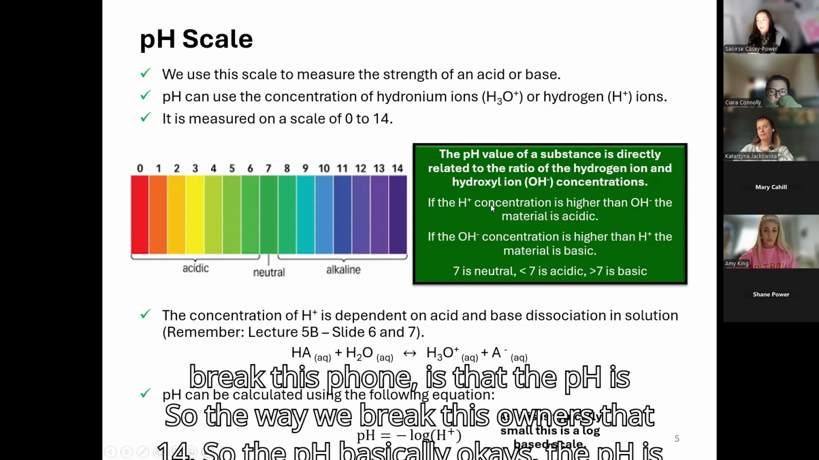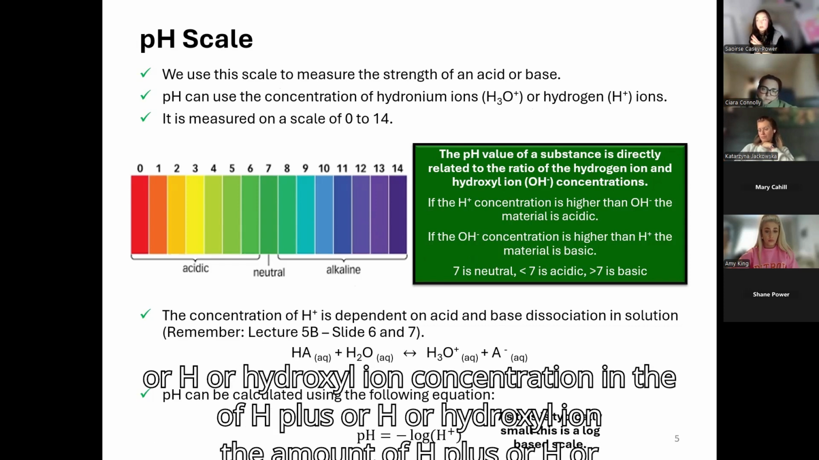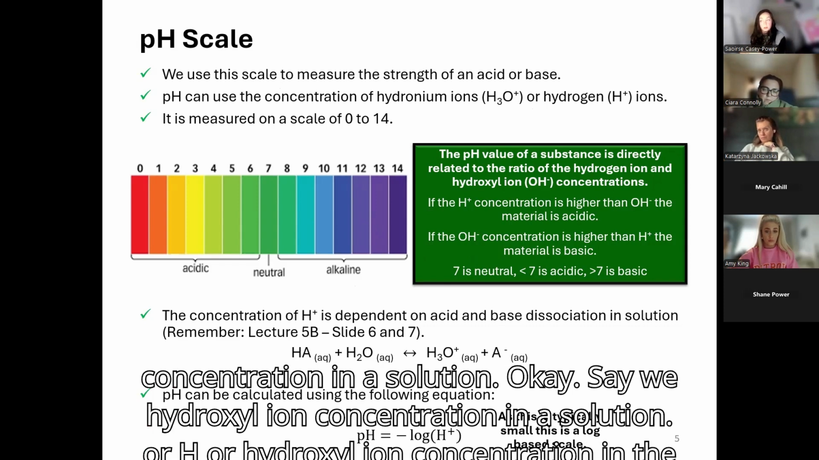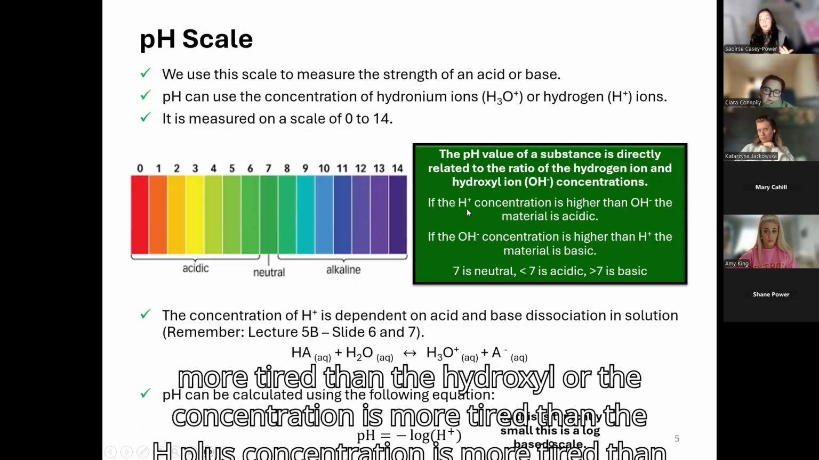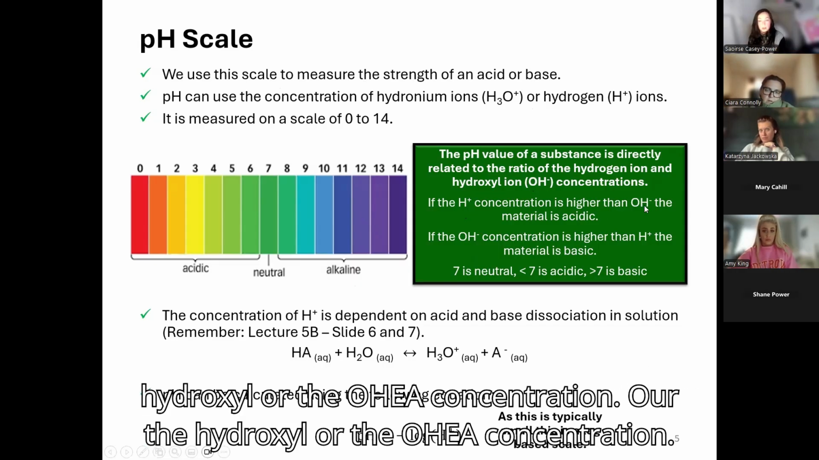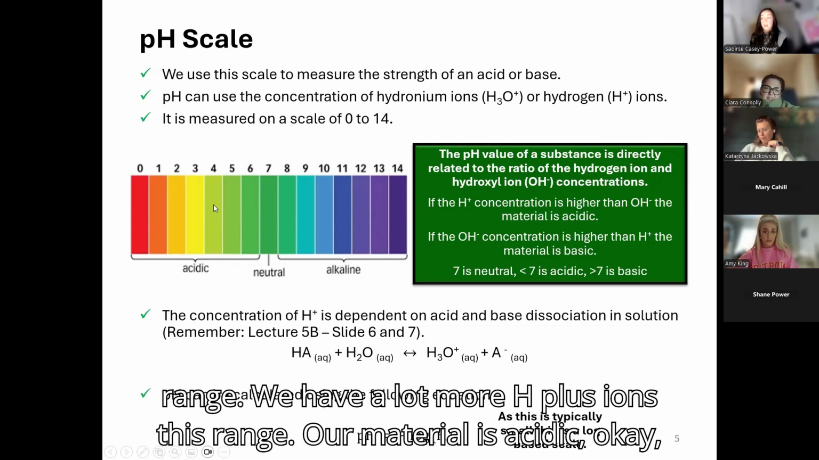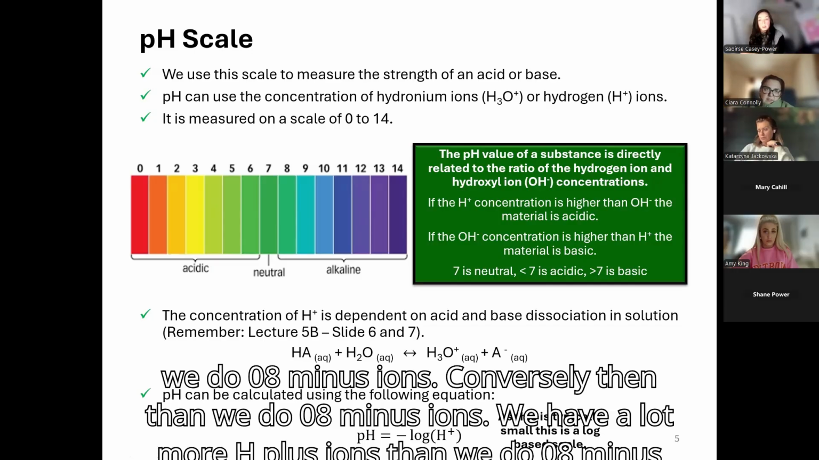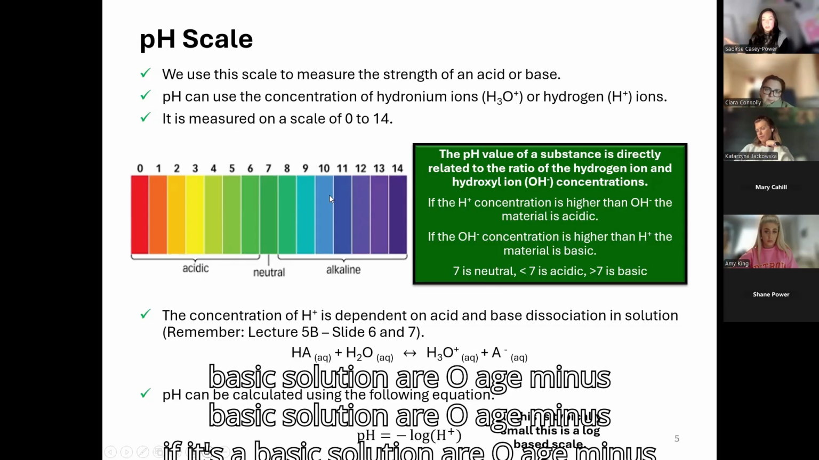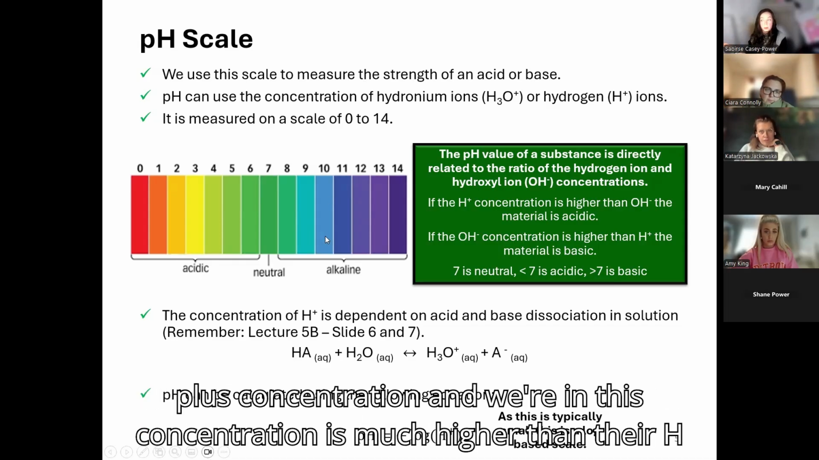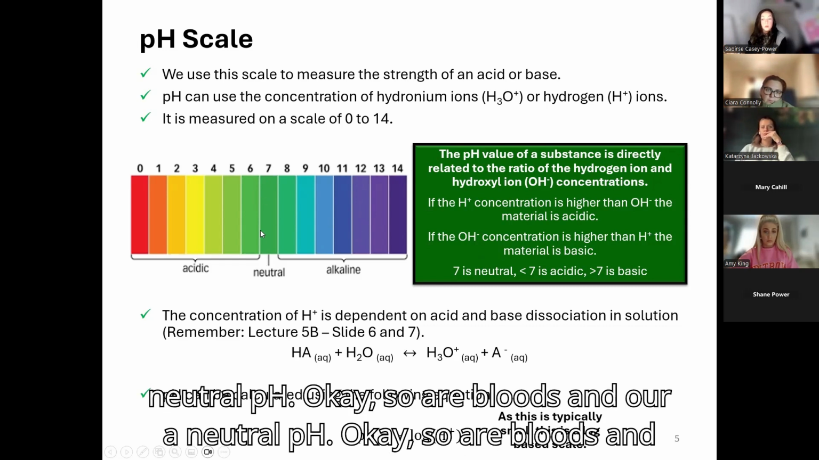The way we break this down is that the pH is directly related to the amount of H+ or hydroxide ion concentration in a solution. If the H+ concentration is much higher than the hydroxide, or OH-, concentration, our material is acidic. So it's within this range, where we have a lot more H+ ions than OH- ions. Conversely, if it's a basic solution, our OH- concentration is much higher than our H+ concentration, and we're in this range here. 7 is a neutral pH.